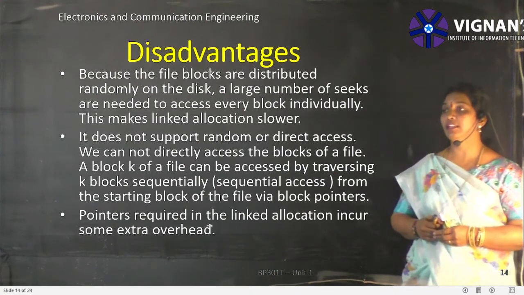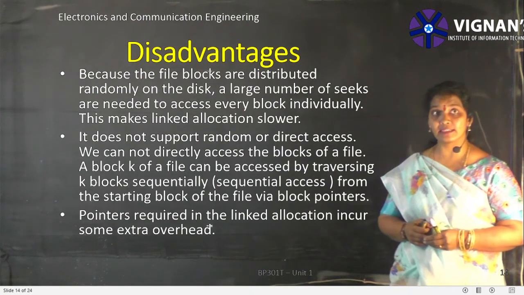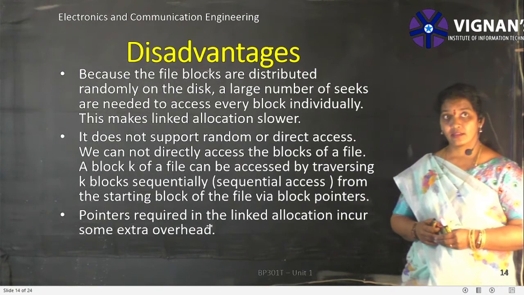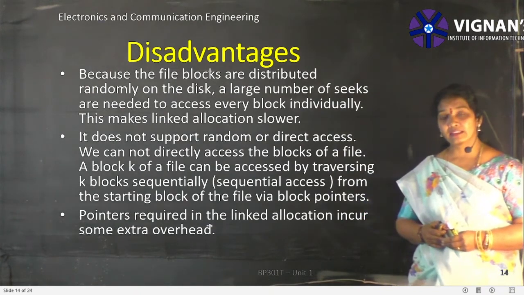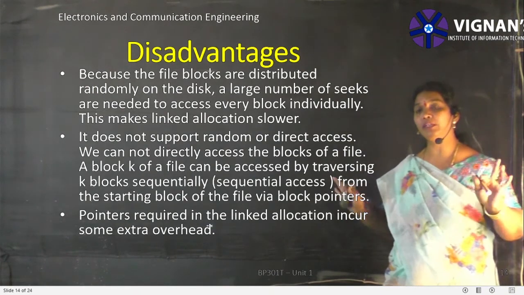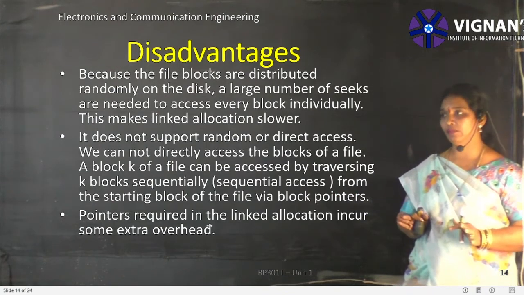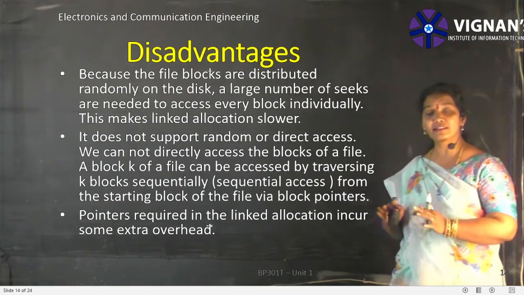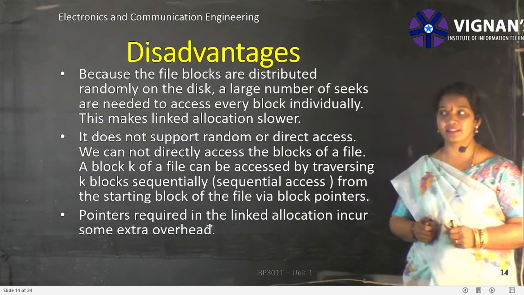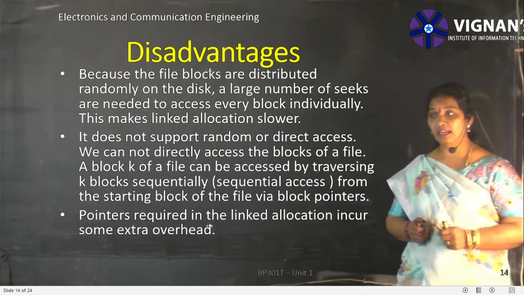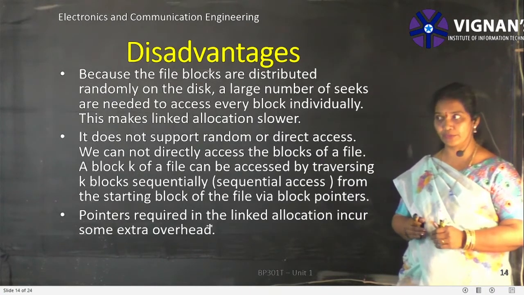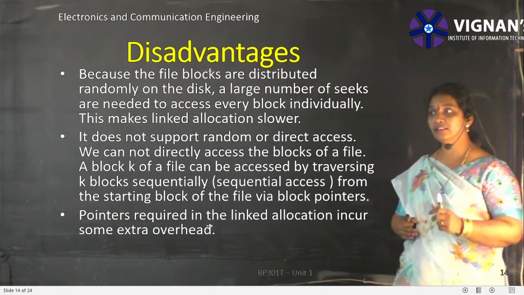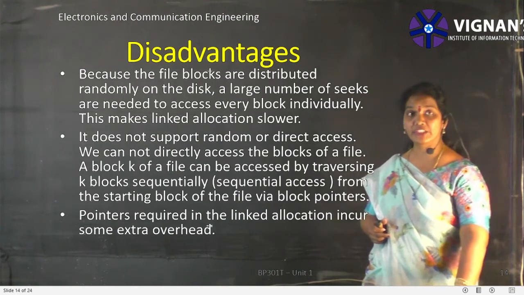Now coming to the disadvantages of this linked list allocation. What are they? Here, the files are not stored contiguously. These are stored randomly on the disk, anywhere. Because the files are distributed randomly on the disk, a large number of seeks are needed to access every block individually. This makes linked allocation slower.